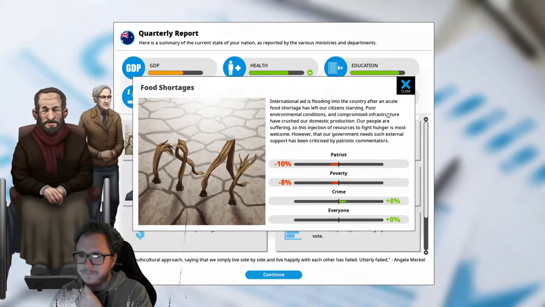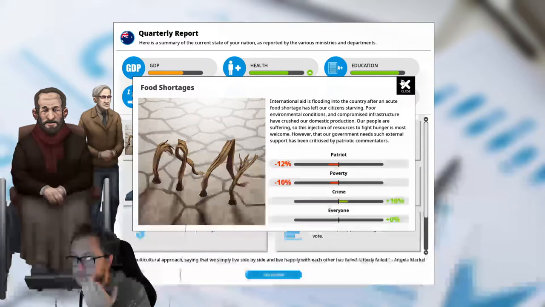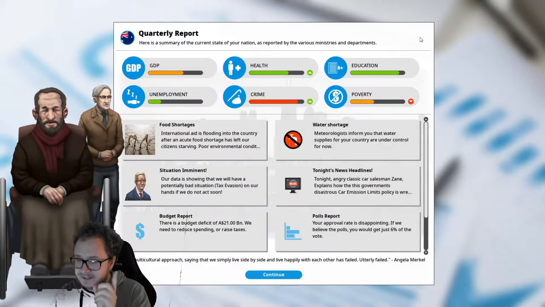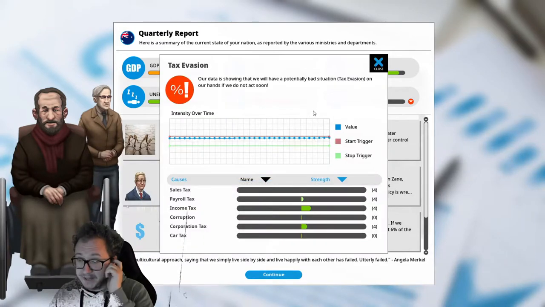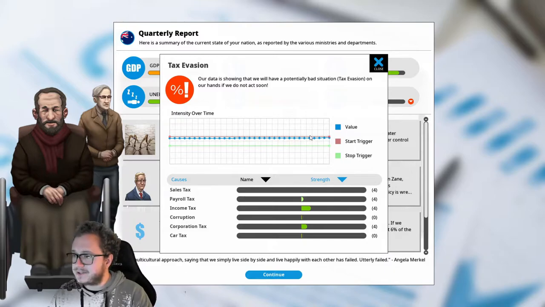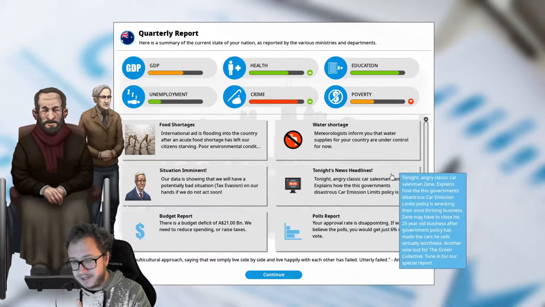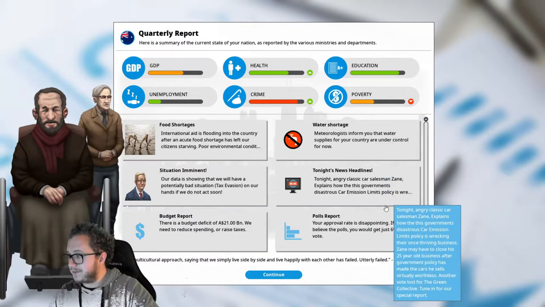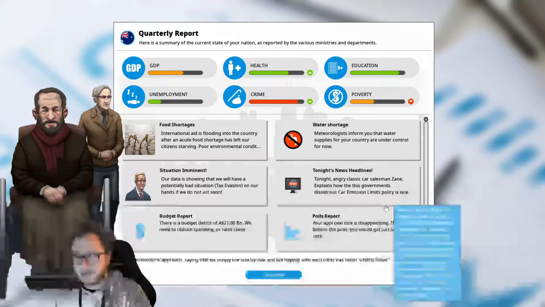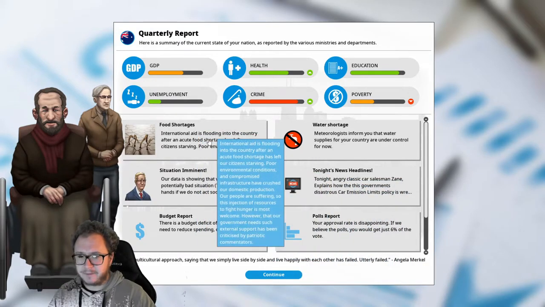So we have food shortages, because we don't produce anything here anymore. So that's interesting. I need to sort that out. Tax evasion is potentially going to become a problem. Again, that's a thing. I will get to that. As long as it doesn't go over that start trigger, if it rises again, I'll bring that to a high priority. At the moment, it can just be a thing that we know that we have to sort out.